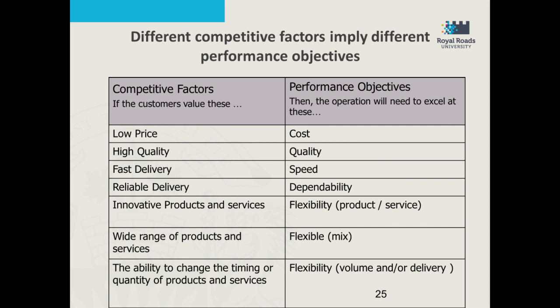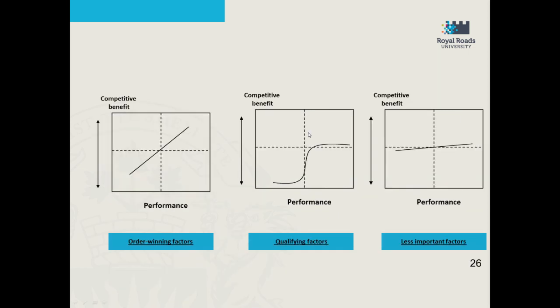With customer requirement, correct. So if customers, for example, value low price, then your priority will be cost. If customer value high quality, then your priority is quality. And again, remember, it's how you define quality. So you need to be clear, how would you define quality in the context of the process? Okay, so these are some examples of customer values and how these values can be translated into performance objectives.